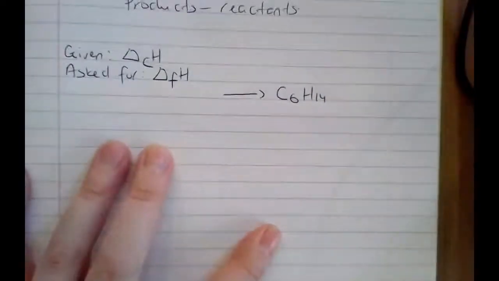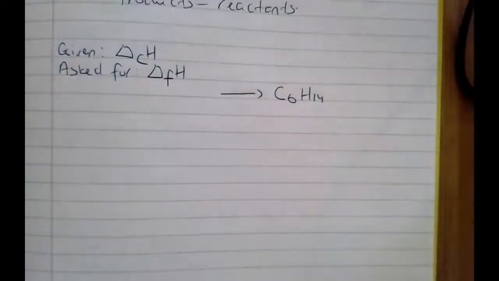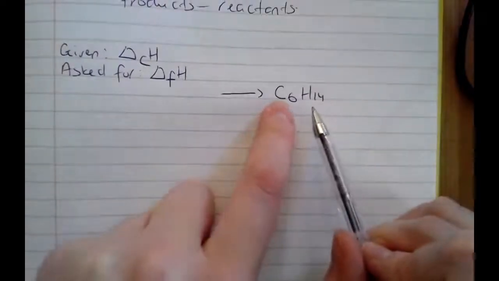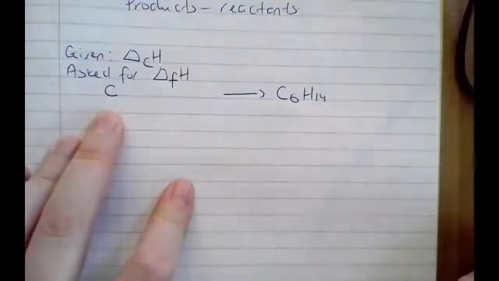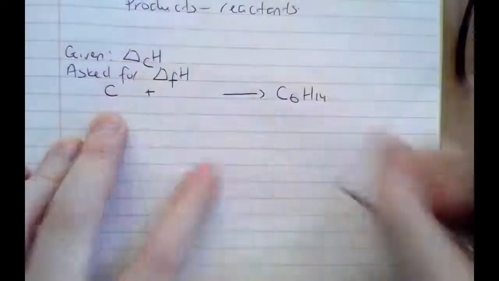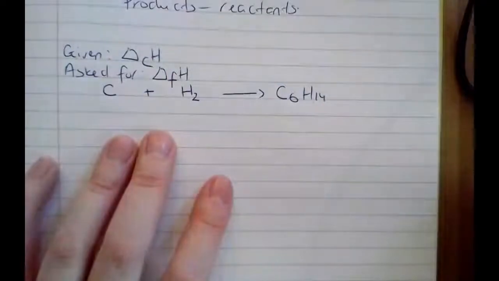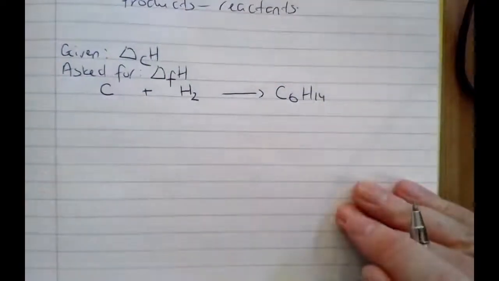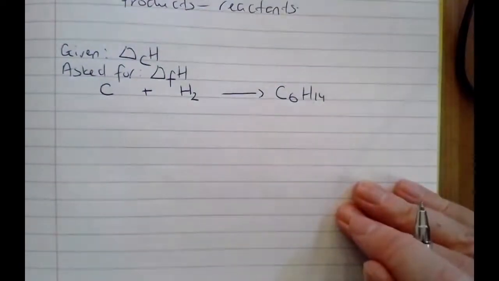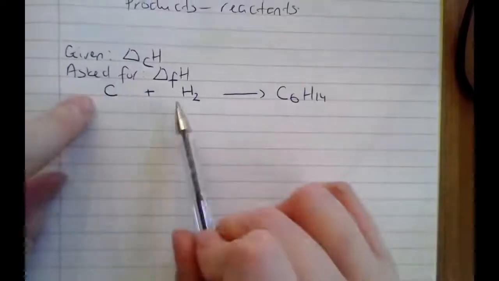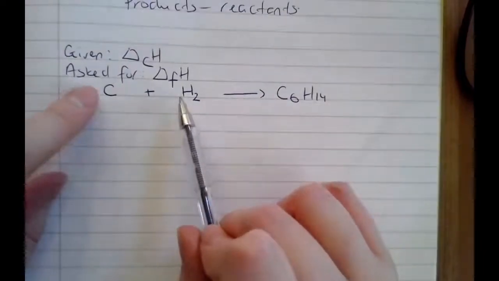When I'm making C6H14, it has to be from the elements, okay? So if I look, I've got carbon and hydrogen. Carbon as an element, I write as C, okay? It's not diatomic. Hydrogen as an element, I write as H2 because it is diatomic. I need to go back and balance this, but when I'm balancing this, and this is really important, you can only balance using numbers on the left-hand side.